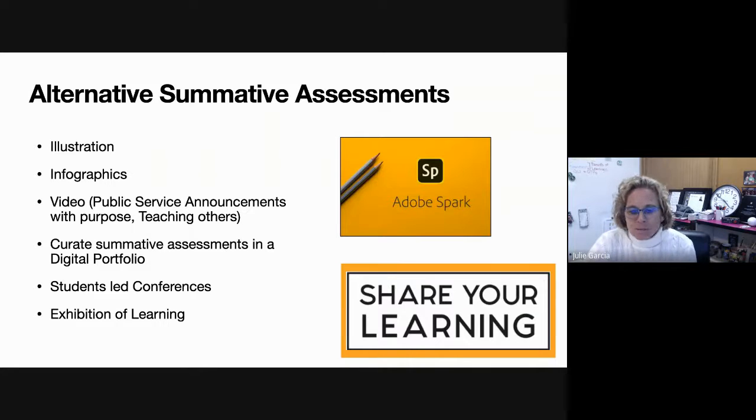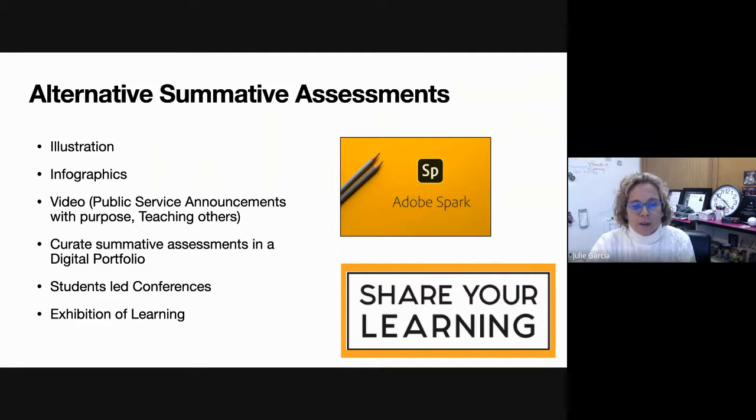In addition to these more creative types of summative assessments, we also love using digital portfolios as a way for students to collect work along the way, to go back and reflect on their learning, to share their learning with a wider audience. Student-led conferences are another great way for summative assessments, and also exhibitions of learning.